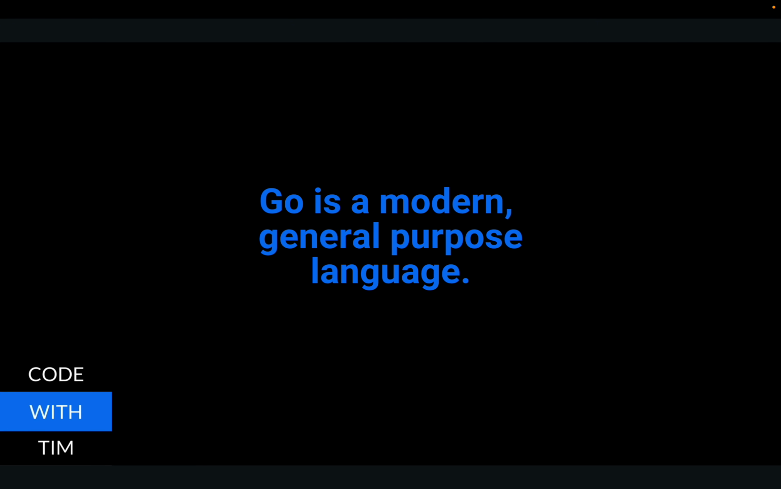Go is a modern general purpose language, which means you can build pretty much anything you can think of with Go. If you want to build web services, you can do that. If you want to build a database, you can do that. Or a CLI tool, you can do that. Pretty much anything you can think of, you can do with Go. And it's generally going to be a good fit for whatever you want to choose.